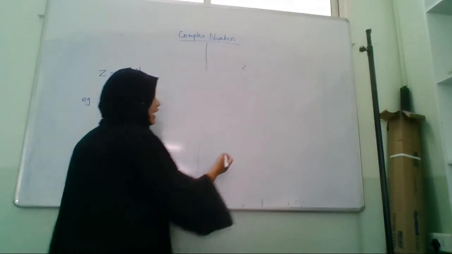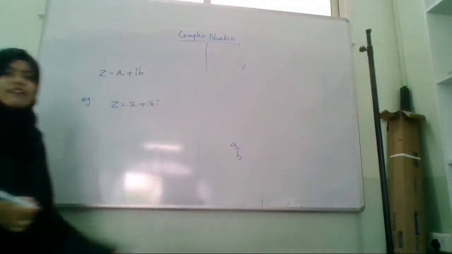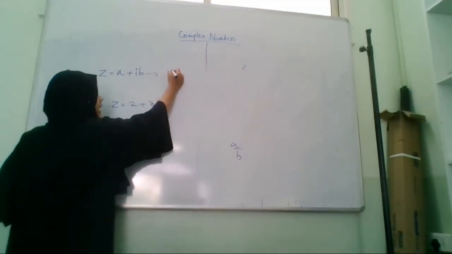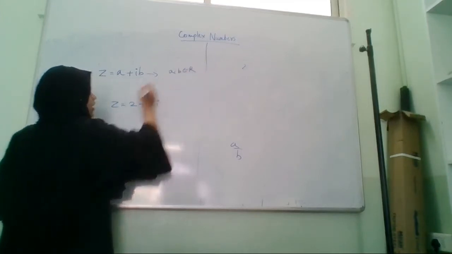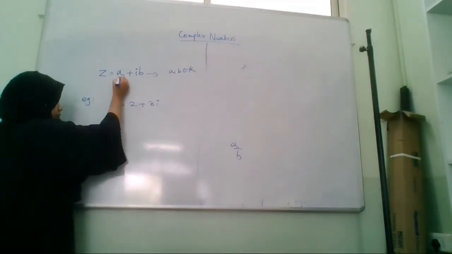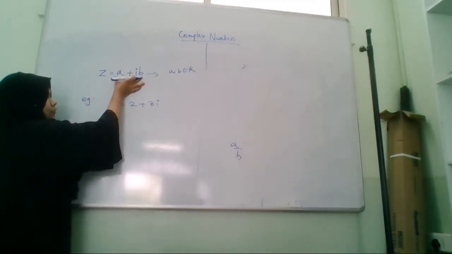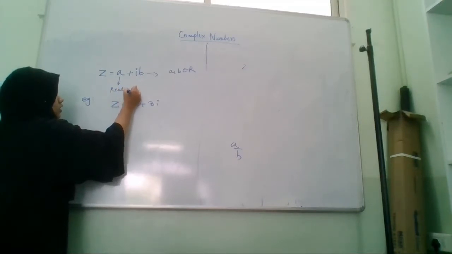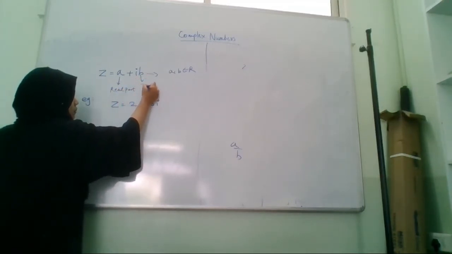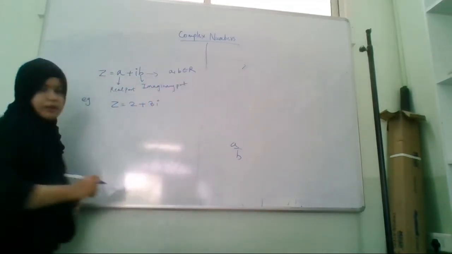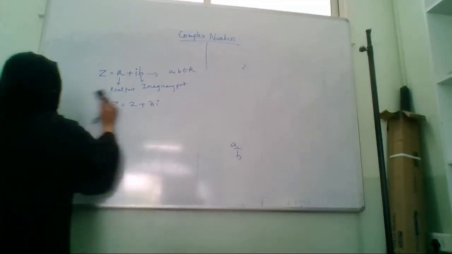This is the format of a complex number. Like you have a format for the rational number a upon b, similarly we have a format for the complex number. Note that here a and b should be real numbers. And here they have two terms. The first term does not have the imaginary number, so this is called the real part, and this part is called the imaginary part.